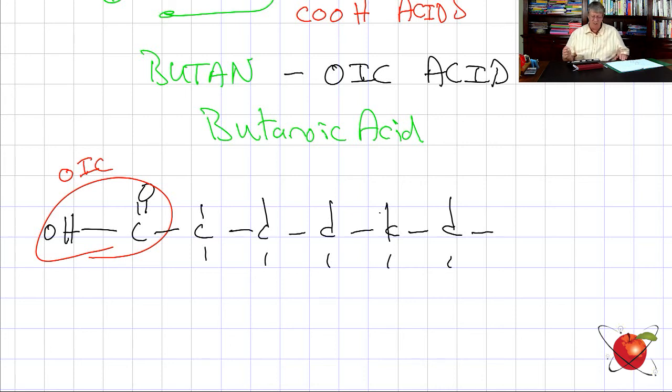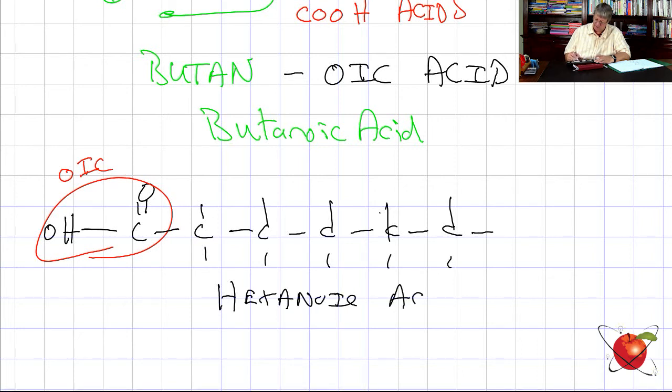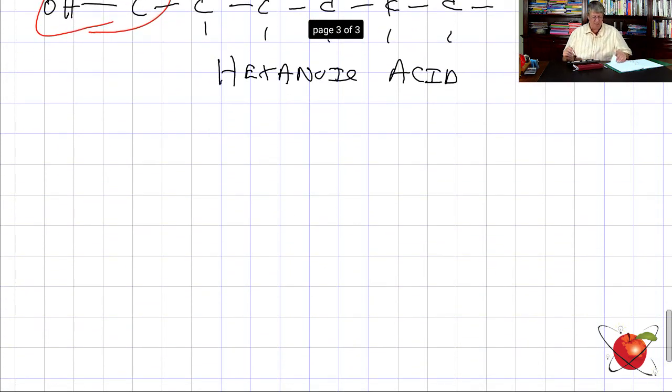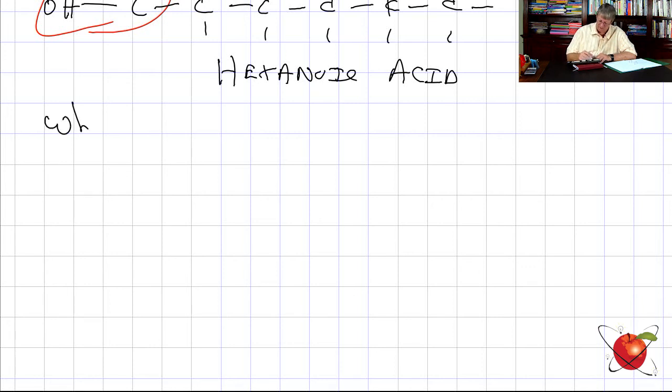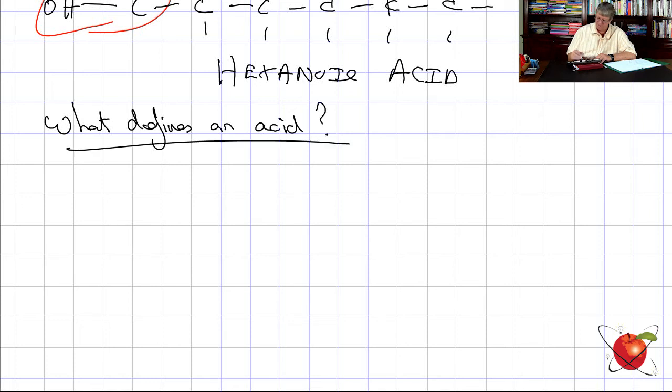So the acids are actually very simple. What we've got is a double bond O and an OH on the end, and 1, 2, 3, 4, 5, 6. So this becomes hexanoic acid. Okay? And while we're talking about acids, all right, we'll get to the next functional group now. While we're talking about acids, my question to you is this: what defines an acid? What defines an acid, guys?